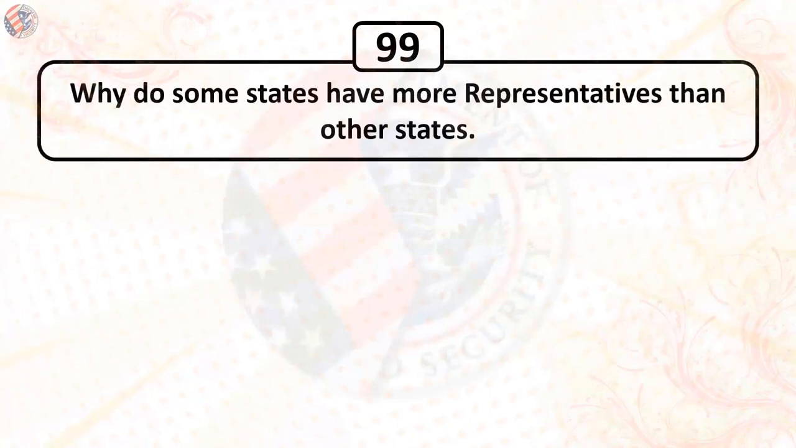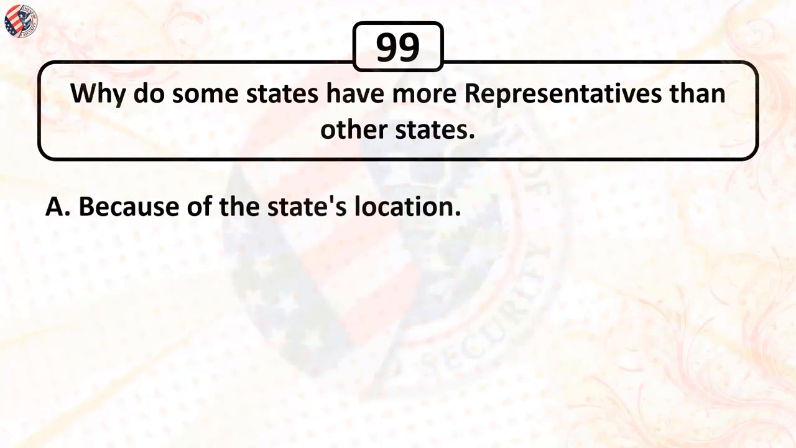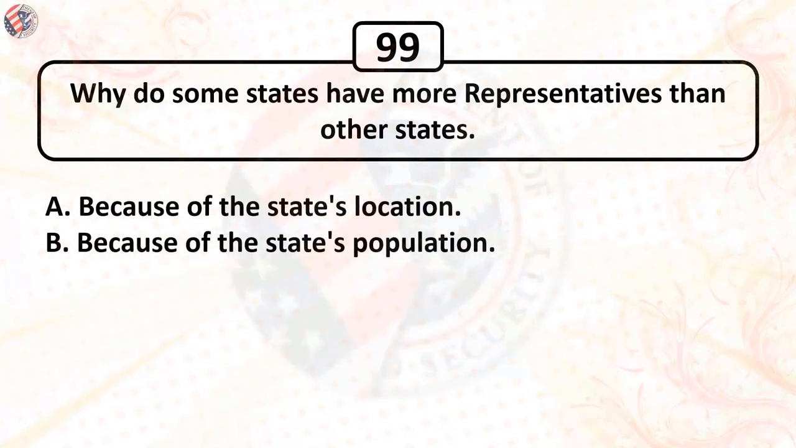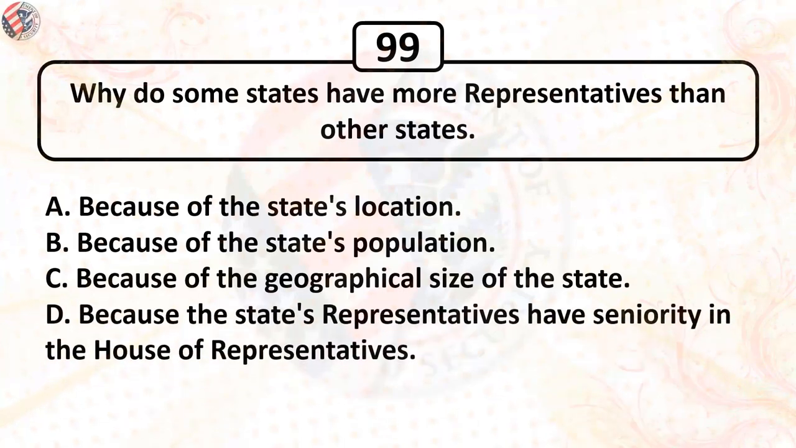Why do some states have more representatives than other states? A. Because of the state's location. B. Because of the state's population. C. Because of the geographical size of the state. D. Because the state's representatives have seniority in the House of Representatives.